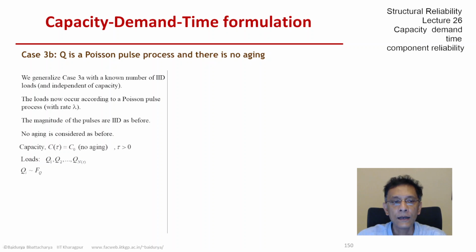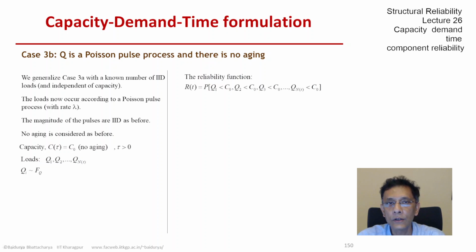So how can we set up the expression for reliability, and how can it simplify our computations? So let's start with the basics. The reliability function is the probability that Q1 is less than C0, Q2 is less than C0, Q3 is less than C0, and all the way up to QNt is less than C0, but Nt now is a random variable. Earlier, in the previous case where the number of loads was not random, we were able to simplify this by conditioning the reliability on an arbitrary value of the capacity. Can we do something similar? The problem is now the number of loads is random as well, so that makes matters a little more complicated.